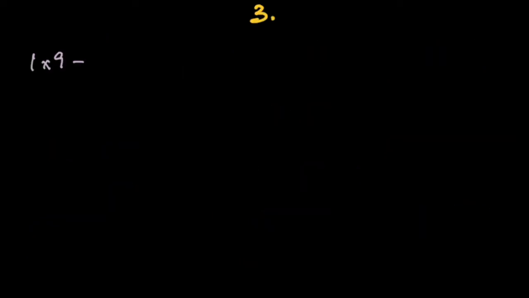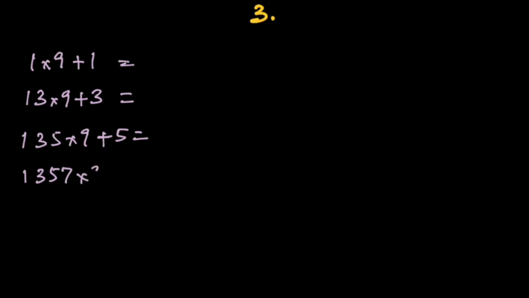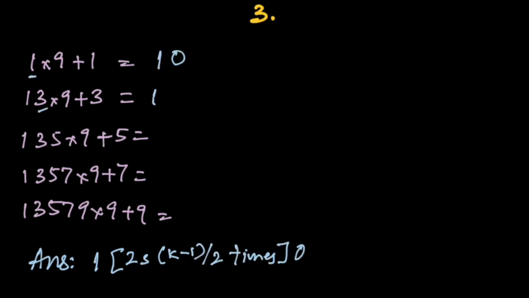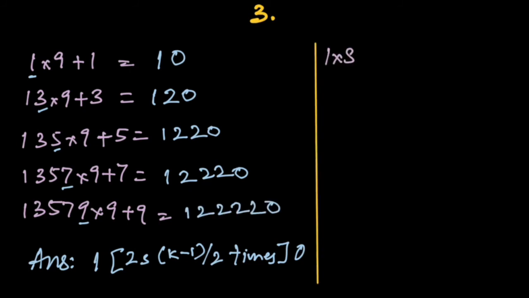Third type. It is similar to the first type but only has odd digits. So it is only for 9 and 8 multipliers, and the offset in the case of 8 is different. So for 9 it is like this, and for 8 it's like this.